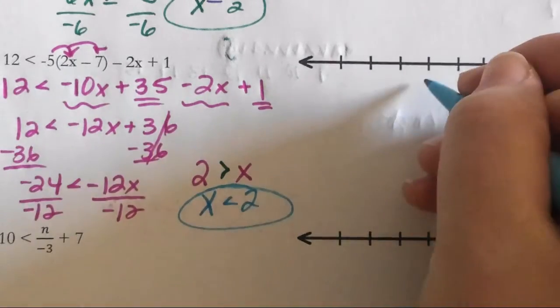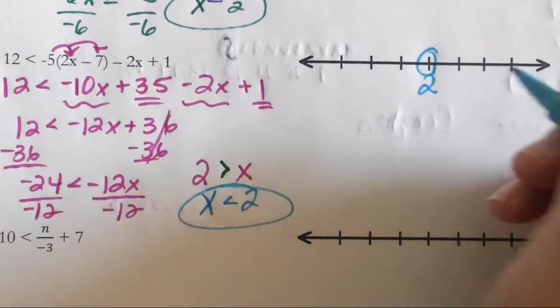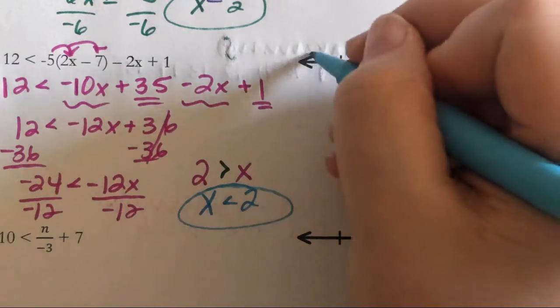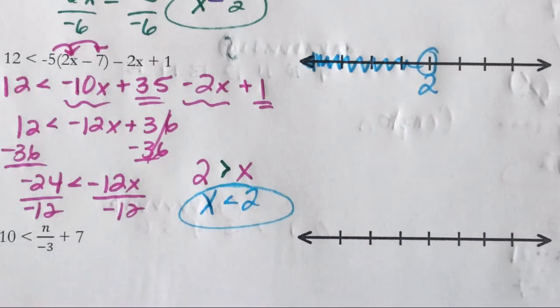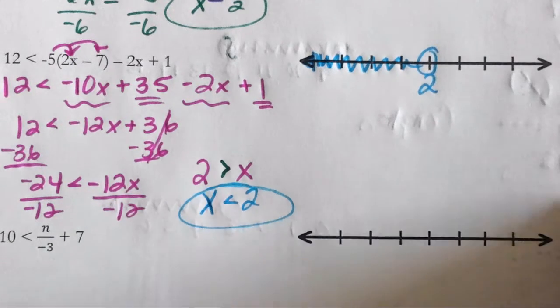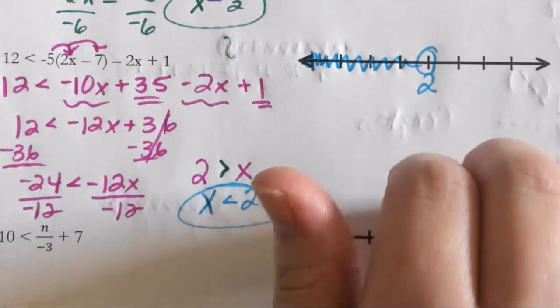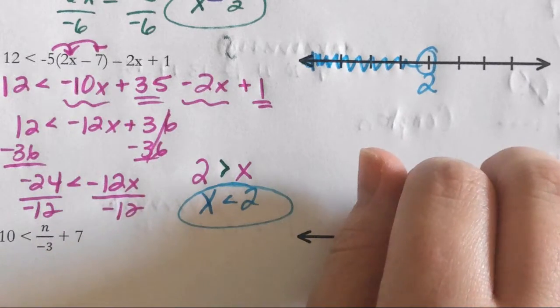Okay, and like I said, the longer we go in the day, the lazier I get. So I'm just going to put 2, an open circle, and shade to the left. Perfect. Are there any questions on number 8? It was a doozy like number 6.